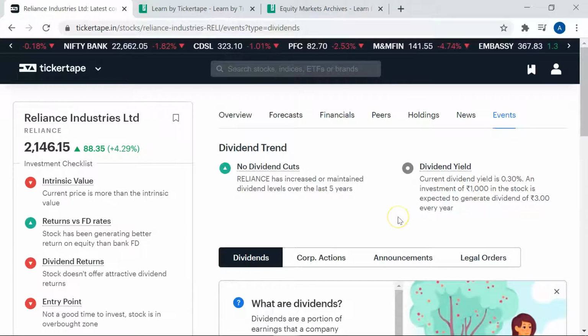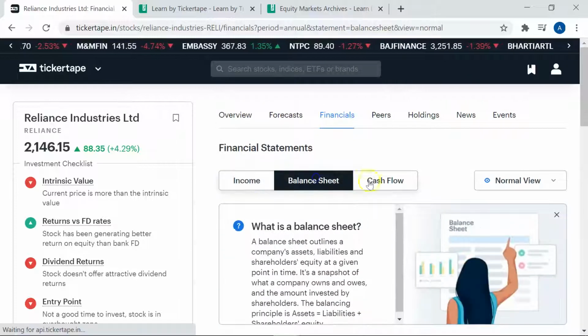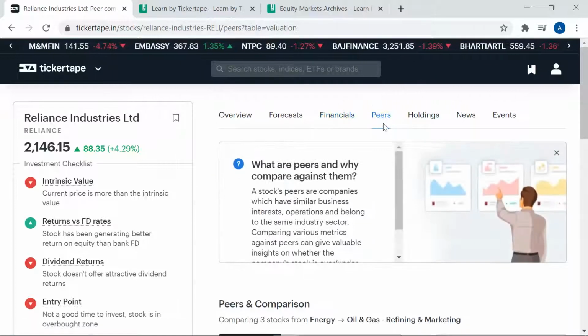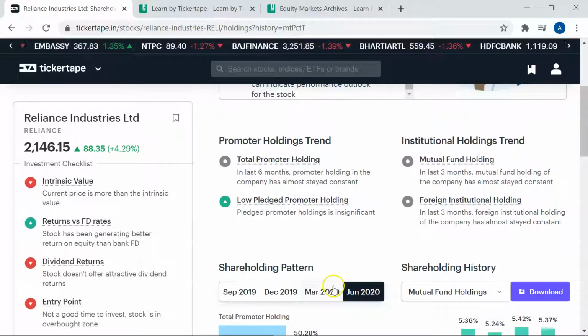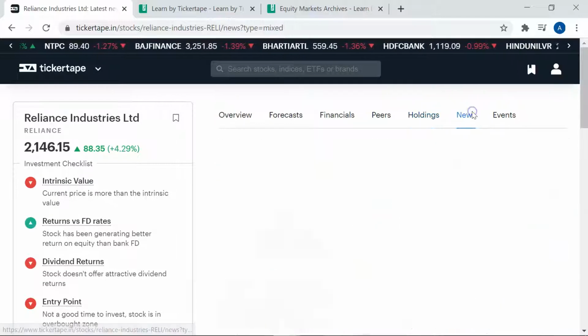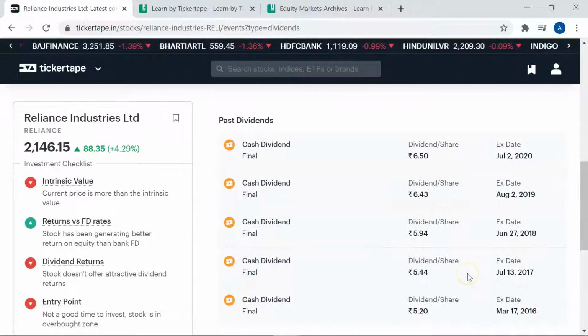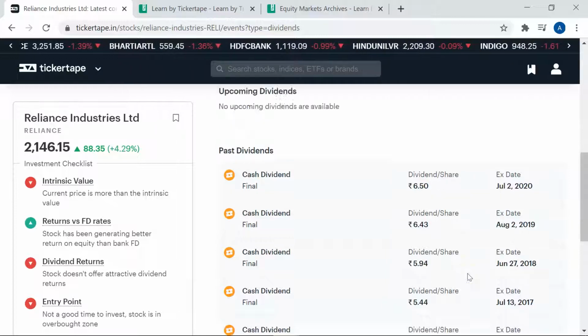So when you see the advantages and disadvantages, Tickertape is a must for everyone who wants to invest, either a trader or an investor who wants to invest in Indian stocks. This is the best place because you can get every piece of information in a single place: balance sheet, cash flow. You can compare with the peers. You can know the holdings, how much mutual fund people are holding, how much retail investors are holding. You can see the dividend statement. So these are the dividends given. You can see how much dividend they are paying, everything in one place.